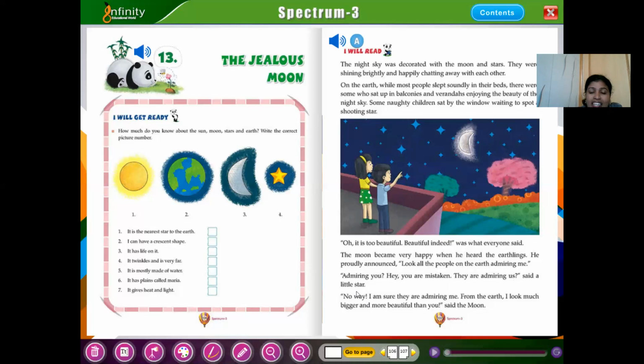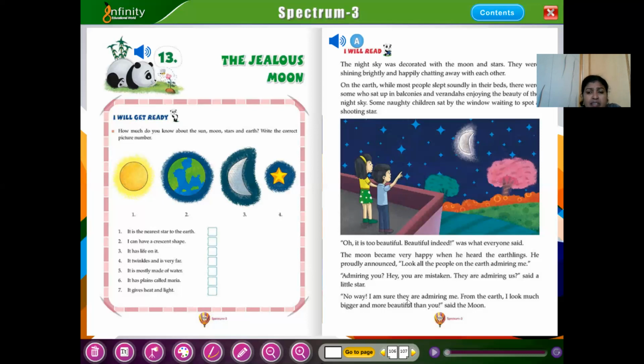The little star said, "Admiring? They are respecting you. Hey, you are mistaken. They are not admiring you. They are admiring us." When the moon said the people of the earth are admiring the moon, the little star replied, "No, they are not admiring you. You are mistaken. They are admiring us." That is, the people are appreciating or respecting all the stars of the sky.